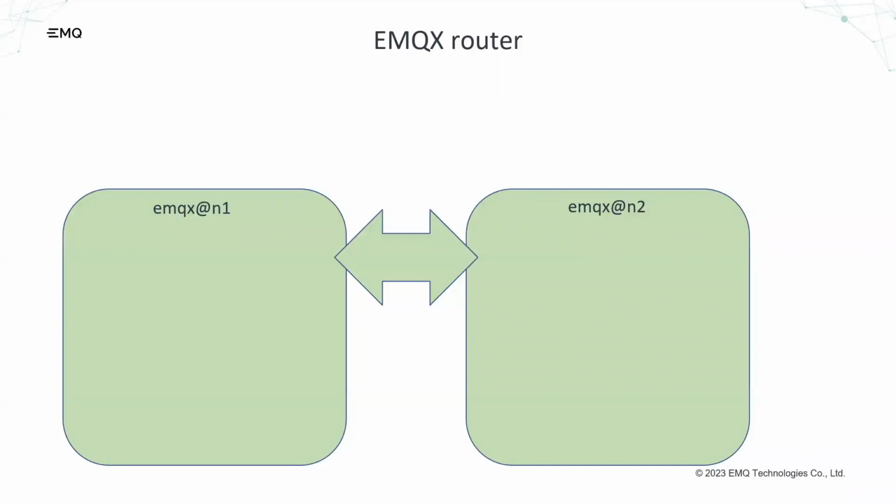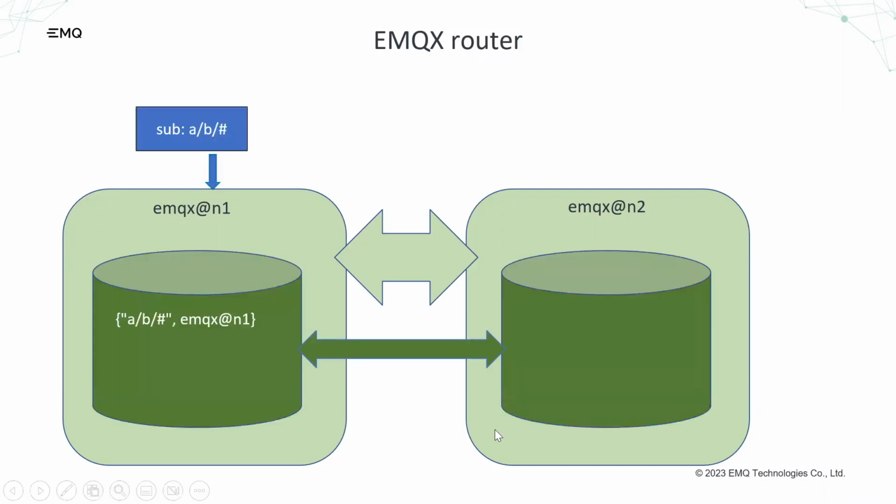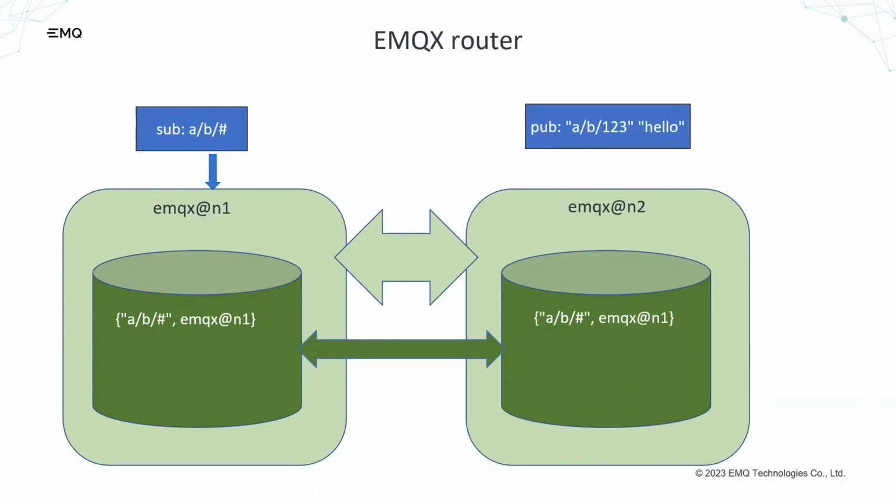The EMQX router uses a few Mria tables to store information about topics and subscriptions. Now let's see what happens when the client connects to node N1 and subscribes to a wildcard topic. Node N1 inserts an entry to the database, and it looks like this. It contains the topic and the destination node. There is also a topic tree table, not shown in this picture, with the components of this topic. Mria then takes care of replicating this data across the cluster.